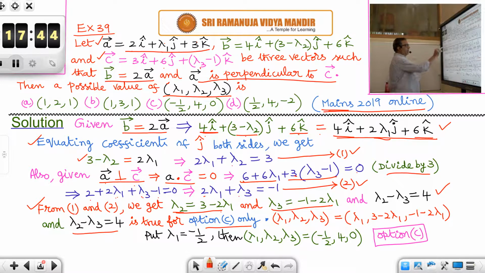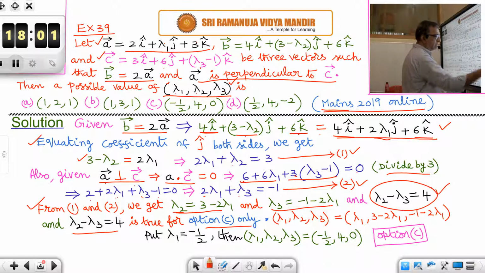Say 4 options are given. In each bracket 3 numbers are given. First number is lambda 1. The question is asking the value of lambda 1, lambda 2, lambda 3, ordered triplet, is it not? So first value lambda 1, second value lambda 2, third value lambda 3. But here we got a condition lambda 2 minus lambda 3 is equal to 4. Second number minus third number is 4.